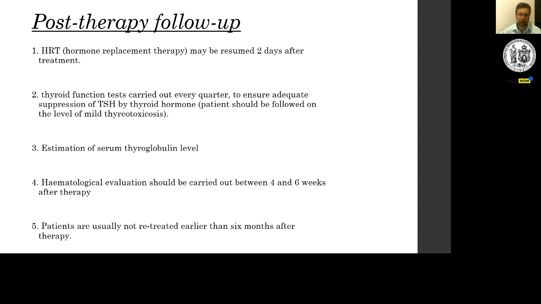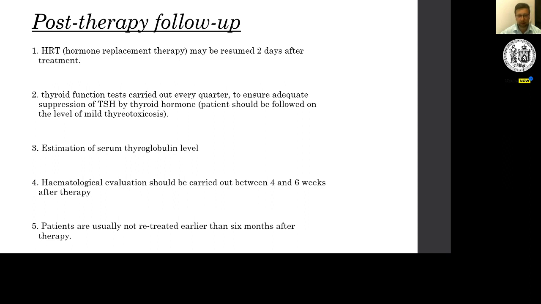Post-therapy follow-up should be carried out according to the following rules. Hormone replacement therapy may be resumed 2 days after the treatment. Thyroid function tests are carried out every quarter to ensure adequate suppression of thyroid stimulating hormone by thyroid hormone, and patients should be followed at the level of mild thyrotoxicosis. Also, we should estimate the serum thyroglobulin level, as was said before. It is also very important to evaluate the hematological status, which should be carried out between 4 and 6 weeks after the therapy. And patients are usually not retreated earlier than 6 months after the therapy.